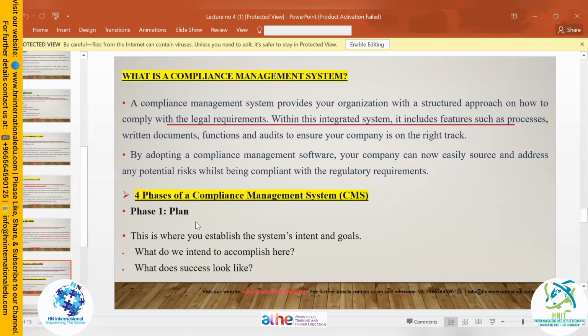The first is plan. You should plan what the intended goals are and what intended policies you have to achieve. These are some of the questions that the owner must ask himself. What do we intend to accomplish here? What should success look like?